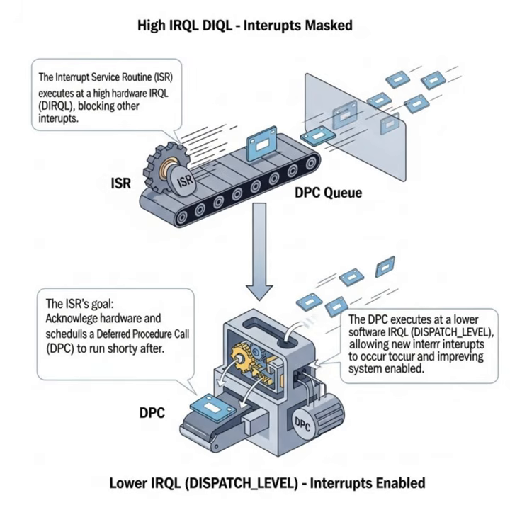The ISR is now running, but it's running at a very high privilege level known as an interrupt request level, or IRQL. At this high IRQL, most other interrupts of equal or lower priority are masked or ignored by the CPU. This is why the cardinal rule of ISR design is to be fast.